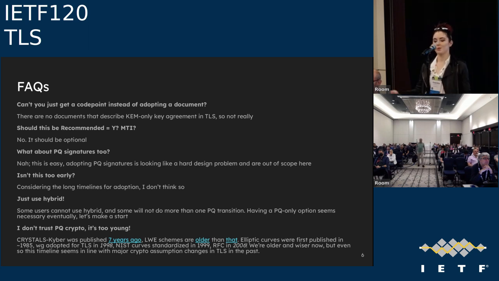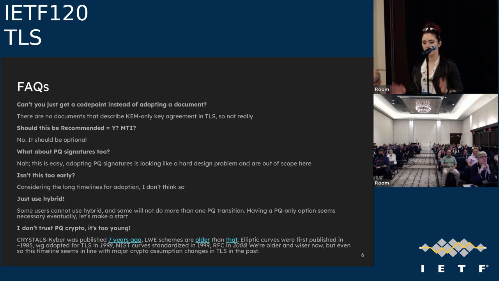What about, we're doing KEMs, what about PQ signatures? Not in scope. Not now. We don't know how to do it right now. We have a lot of things to talk about with PQ signatures. This is not about PQ signatures. This is just, we have a nice thing. We're already doing it in a hybrid way. I just want to do it by itself. It's just drawing the rest of the owl, as it were.